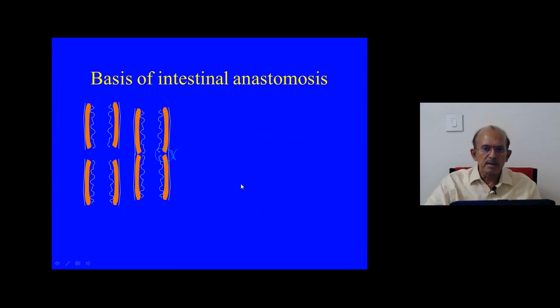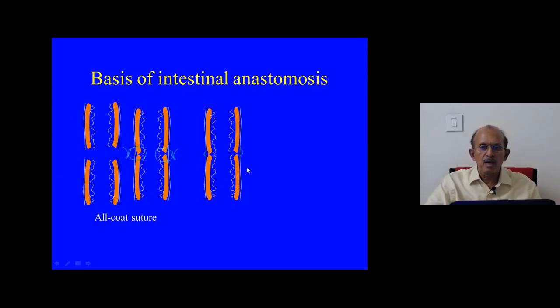So all-coat suture means you suture all layers of the stomach with all layers of small bowel with a continuous suture. This is for the control of the bleeding. So this is called the hemostatic suturing. After doing this hemostatic suturing, then what you do is you give an additional row of anastomosis. That means you have an additional row of suturing. Your suturing must be like this.